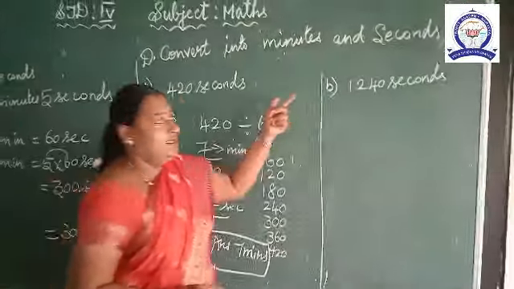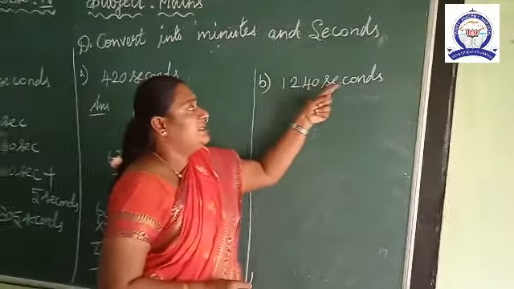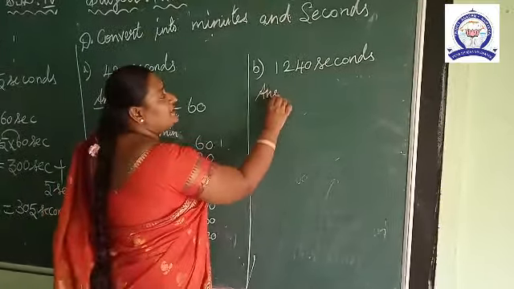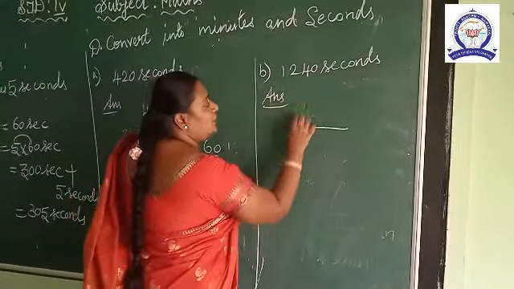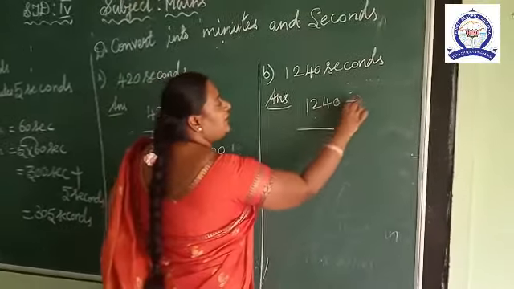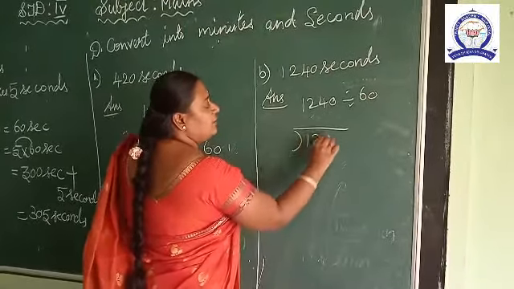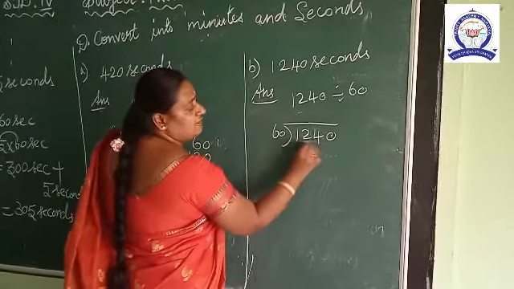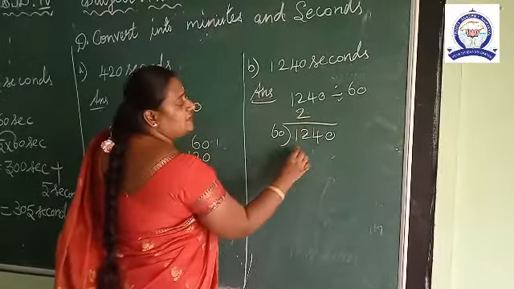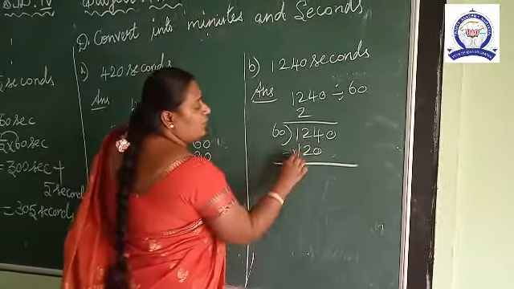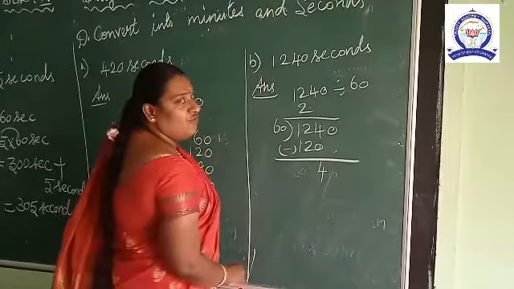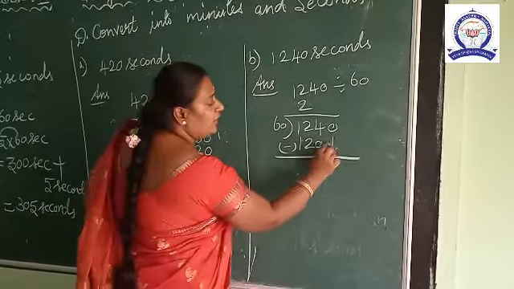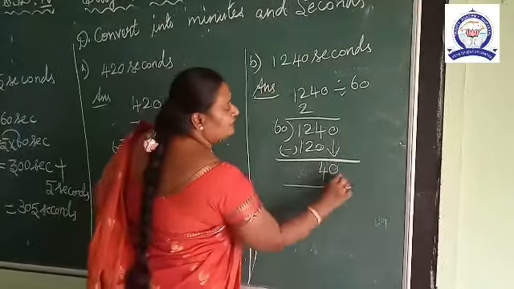See the B question. 1240 seconds. So we have to convert the seconds into minutes and seconds. So you divide 1240 divided by 60. Okay. So 2 times. You consider first 3 digits. So 2 60s are 120. So 124 minus 120, you will get 4. You bring down 0. Now it is 40.